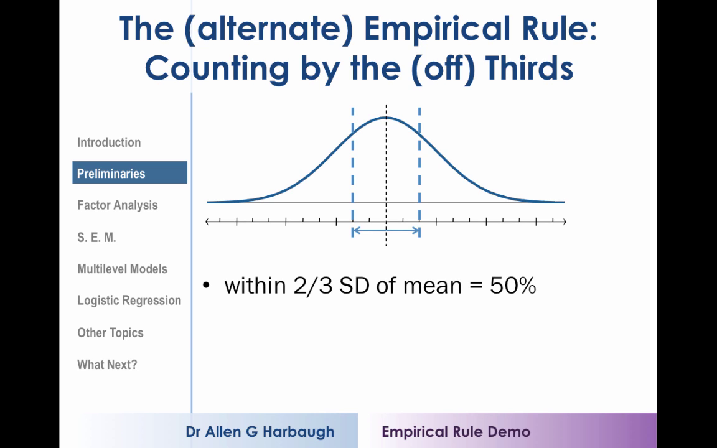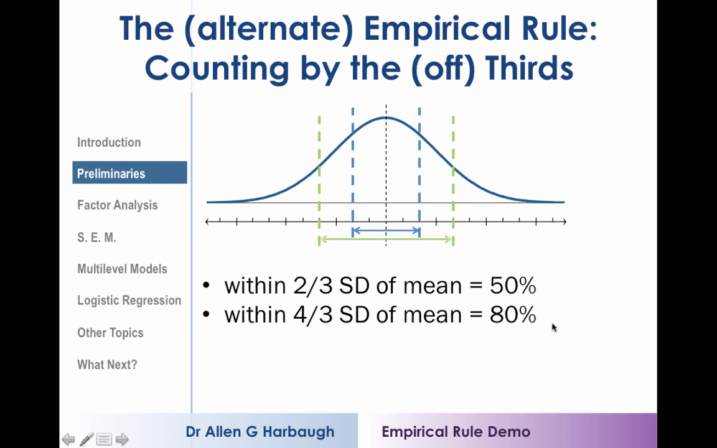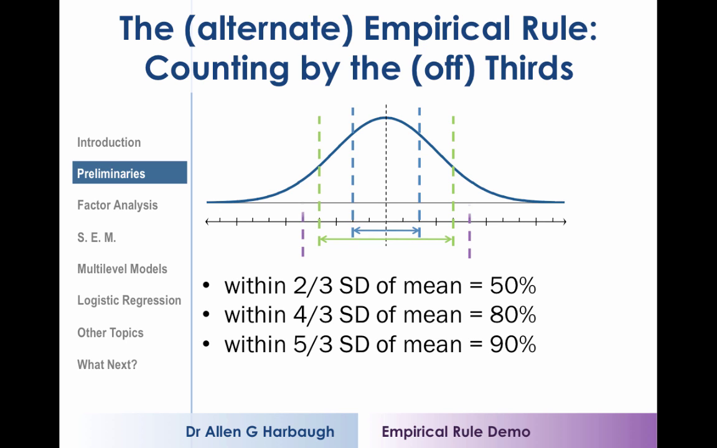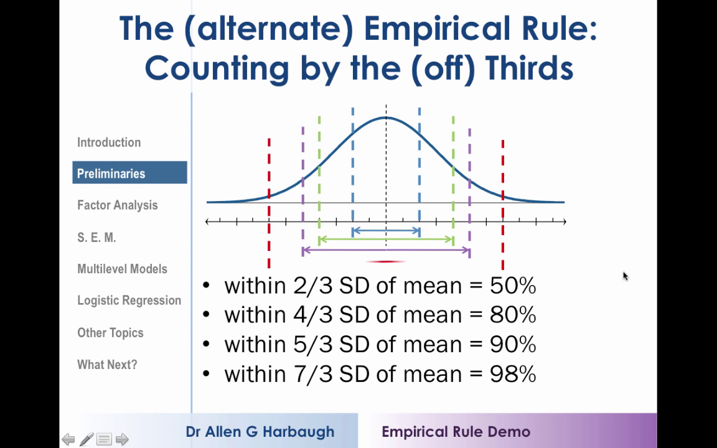The alternate empirical rule: within 2/3 of a standard deviation above or below the mean, we capture 50% of the data. Within 4/3 of the standard deviation of the mean, we capture 80% of the data. Within 5/3, we capture 90% of the data. And then finally, within 7/3, we capture 98% of the data.